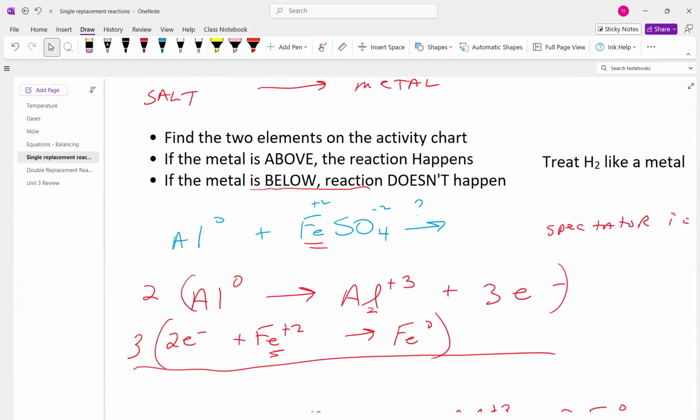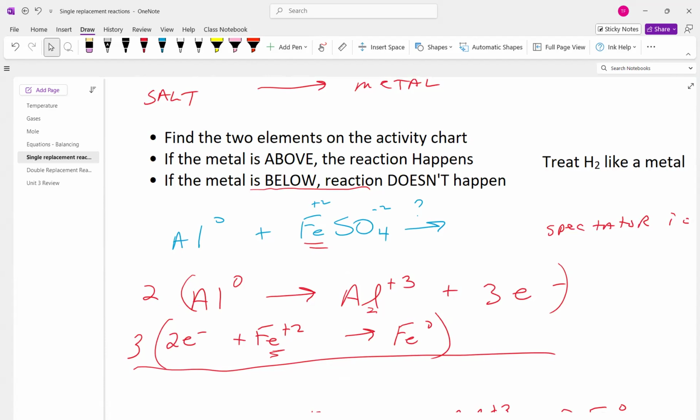Now, in this case, iron is above silver. Silver is the metal. Silver is below iron. So that's why I put an X there, that it doesn't work. So the easiest way, just remember, the metal part of the reactants has to be above the salt, the ion, okay?